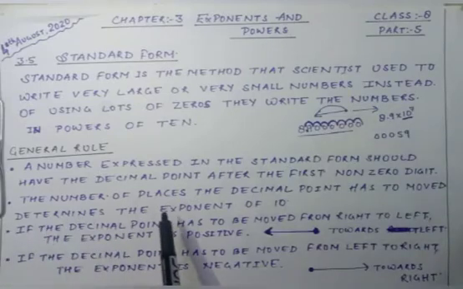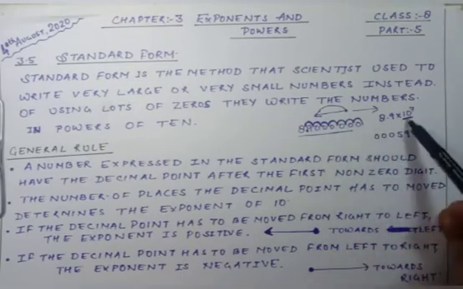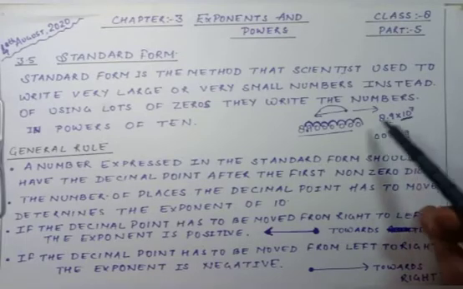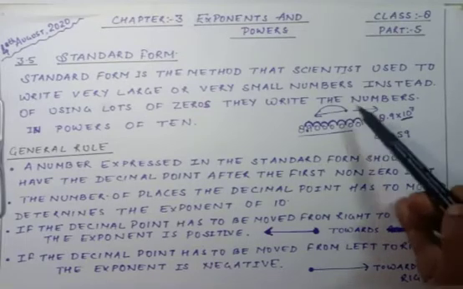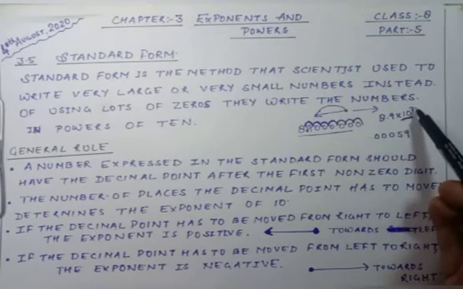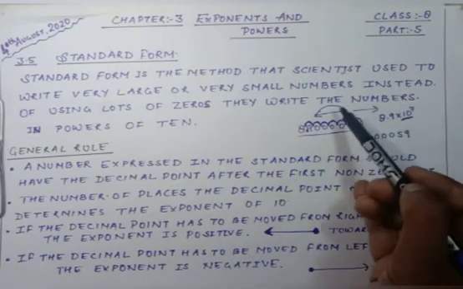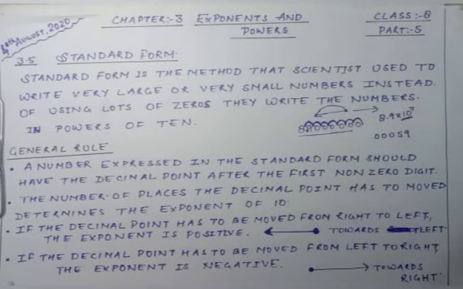Second rule, the number of places the decimal point has to move determines the exponent of 10. The number of places I have moved determines the exponent of 10. It means I have shifted the decimal from right to left. How many places? 7 places. So it will be 10 to the power 7. Third, if the decimal point has to move from right to left, the exponent is positive. I have already explained this before. Fourth point, if the decimal point has to be moved from left to right, the exponent is negative.